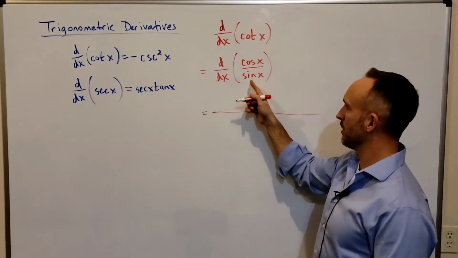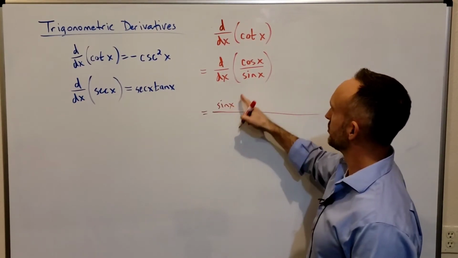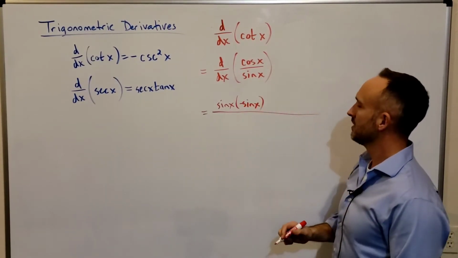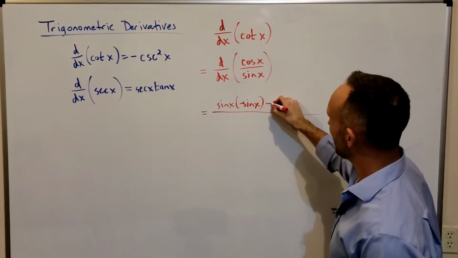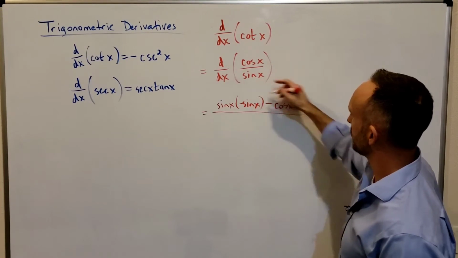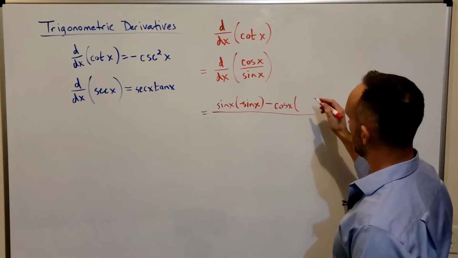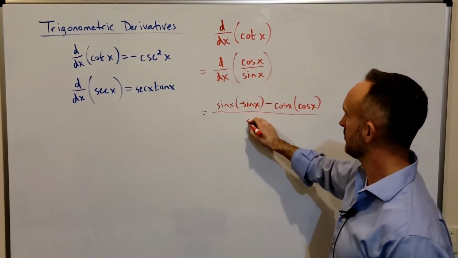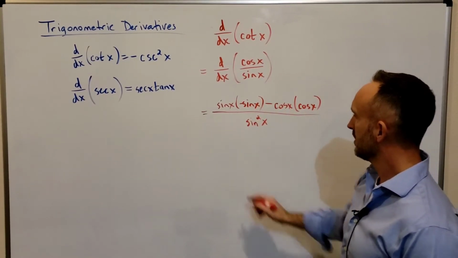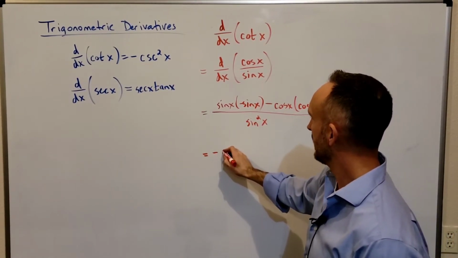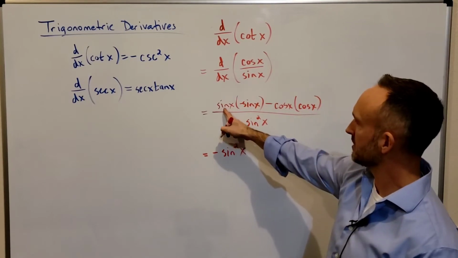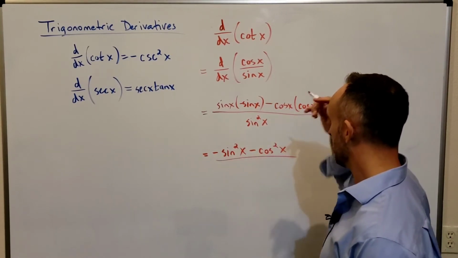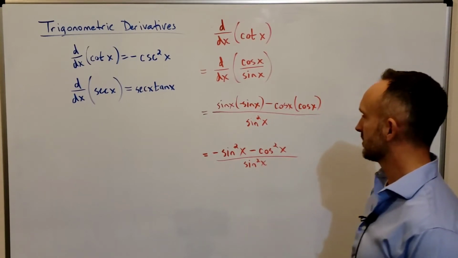So the quotient rule says you take the bottom, sine of x, times the derivative of the top. The derivative of cosine is negative sine of x. So the bottom times the derivative of the top minus the top times the derivative of the bottom. The derivative of sine of x is cosine of x. Okay? And that's all over the bottom squared, so sine squared x. So what we end up with is negative sine squared x, right? When you take sine times negative sine, you get negative sine squared, minus cosine squared x over sine squared x.